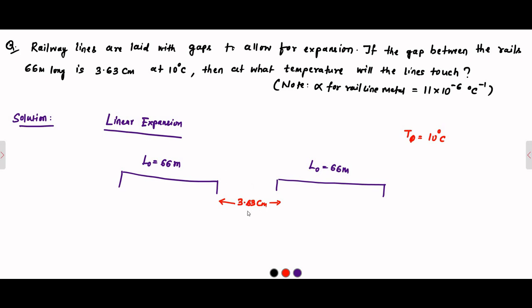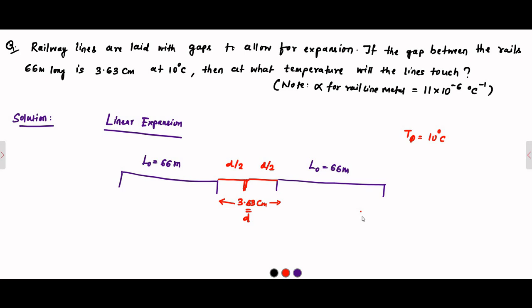Okay, let's say this is the separation distance. This d is equal to 3.63 centimeter. Suppose this rail expanded by d by 2 and this rail also expanded by d by 2. So they will meet when both the rails expand by half of the separation gap between the two rails.